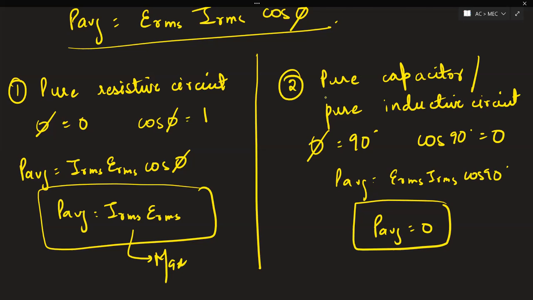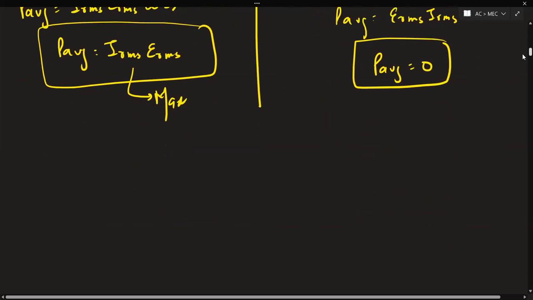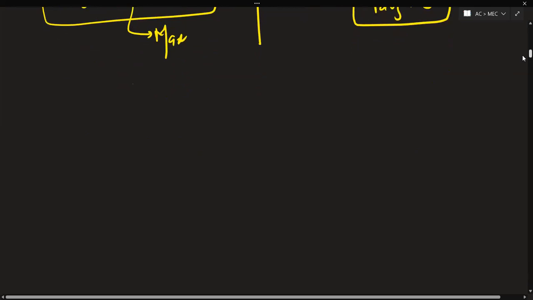Or it can be directly asked in your very short 1 markers: what's the average power for pure capacitor circuit? So you don't have to mention there that the average power is IRMS, ERMS. You have to directly say that average power is 0 for all the circuits. Fine. So remember this conclusion for it.